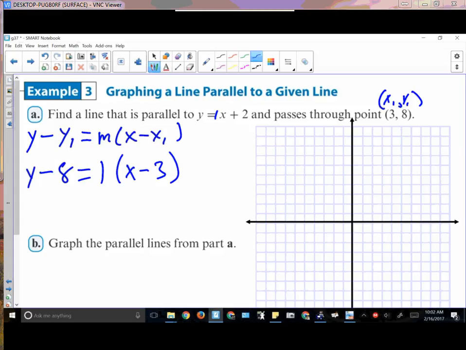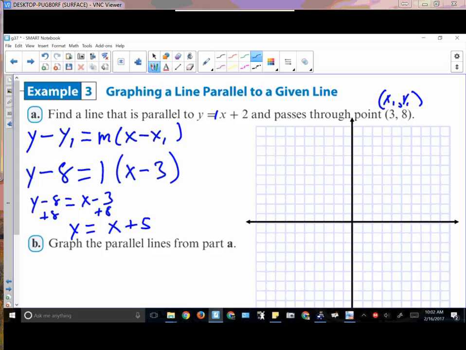The nice thing about this is if we have these type of things, we're just plugging them in. We know what goes where. So now we just do the algebra on it, so we end up with y minus 8 is equal to x minus 3. Add 8, and I get y is equal to x plus 5.